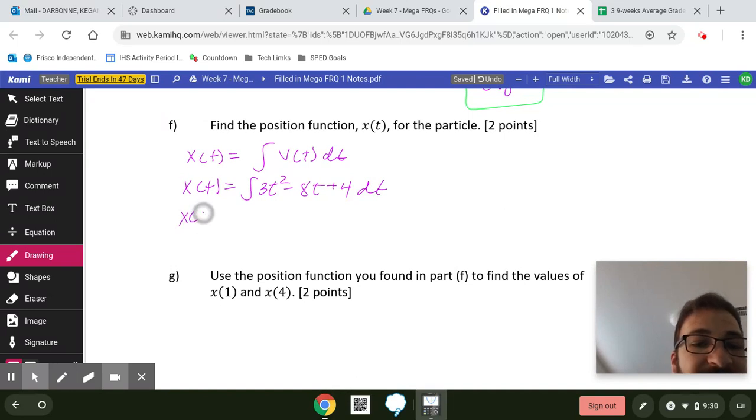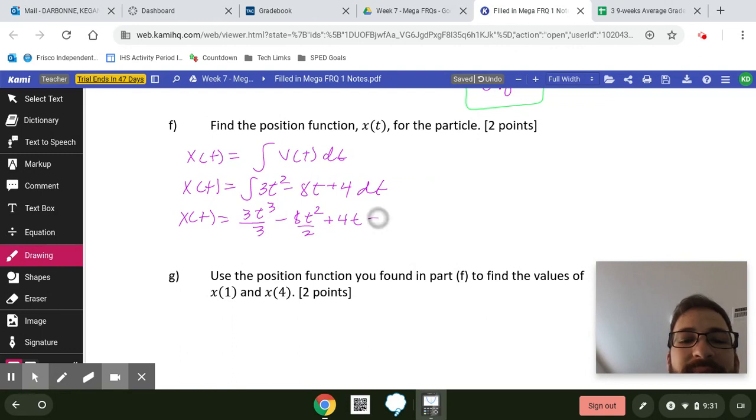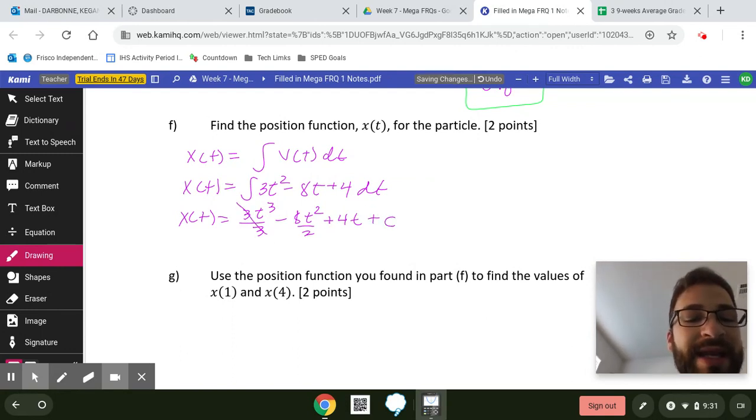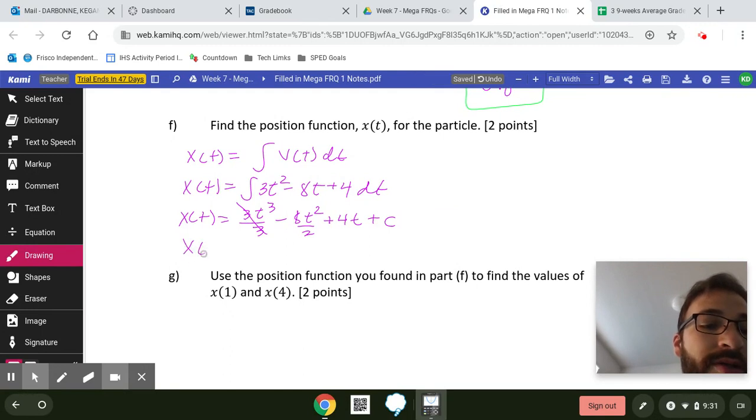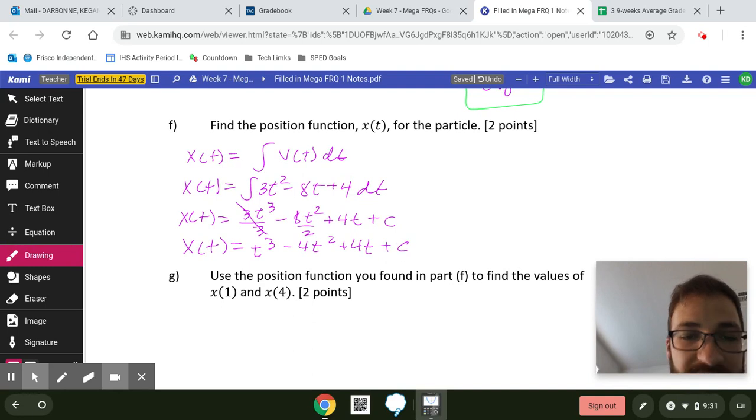So x of t is equal to 3t squared. That's 3t cubed over 3 minus 8t squared over 2 plus 4t plus c tacked on there at the end. 3 is going to cancel out. 8 and 2 becomes 4. So x of t is equal to t cubed minus 4t squared plus 4t plus c.